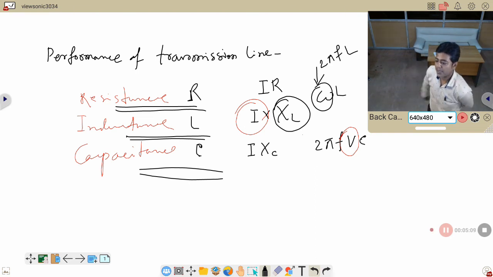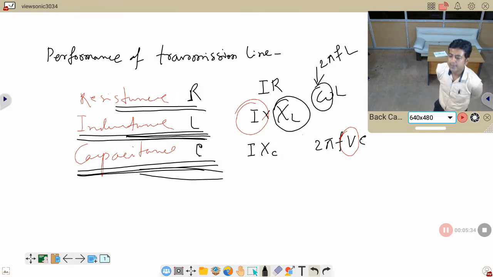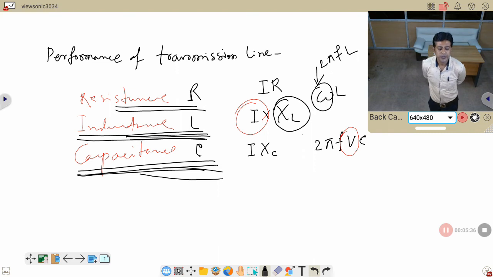There are two types of transmission line: the overhead transmission line and the underground transmission line. In an overhead transmission line, the inductance affects much more than the capacitance, whereas in an underground cable system, the capacitance gives more effect than the inductance. This will come later on.